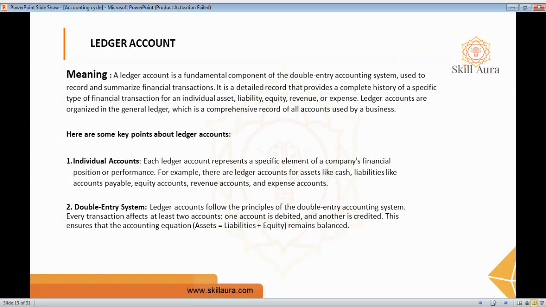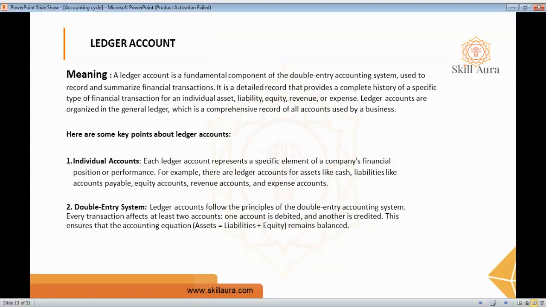Let's understand the ledger account. The ledger account is a fundamental component of the double entry system used to record and summarize financial transactions. It is a detailed record that provides a complete history of a specific type of financial transaction for individual assets, liabilities, and also revenue and expenses.